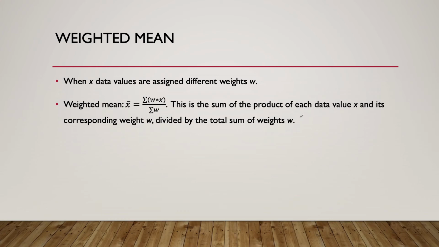The weighted mean. This is when x data values are assigned different weights, w. The weighted mean takes the sum of each weight times the associated data value, divided by the sum of all the weights.